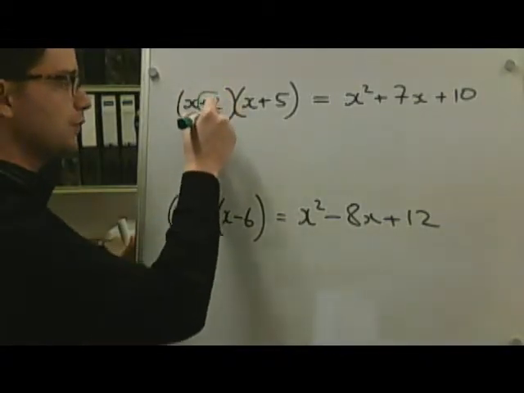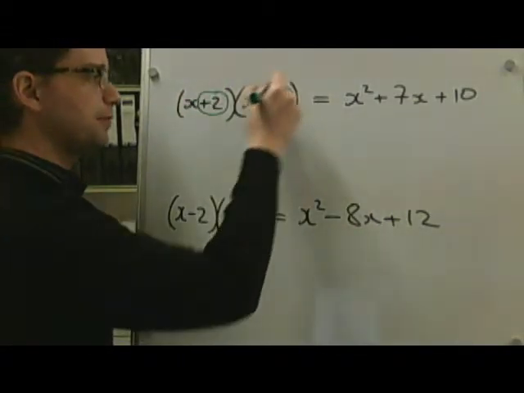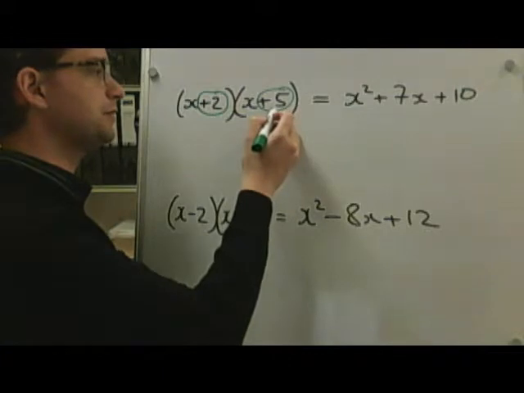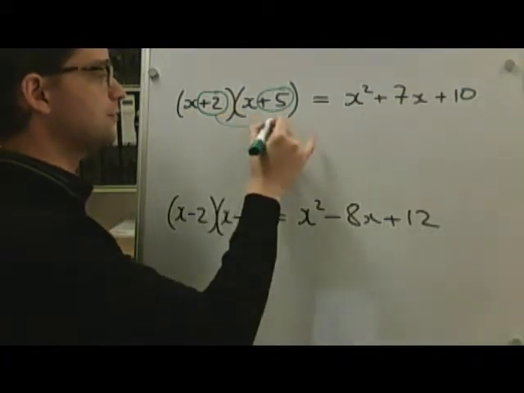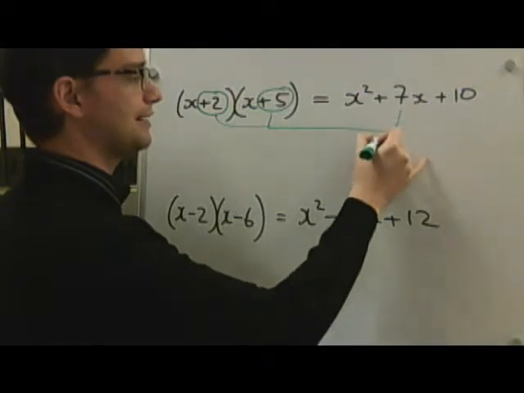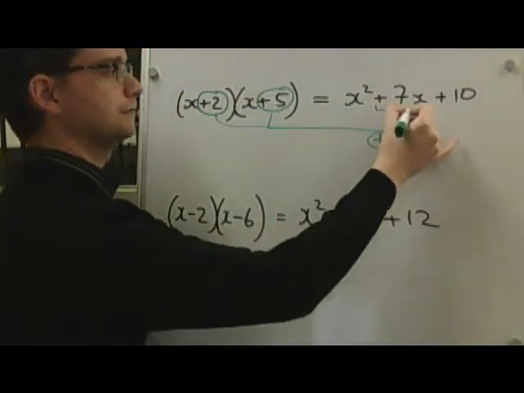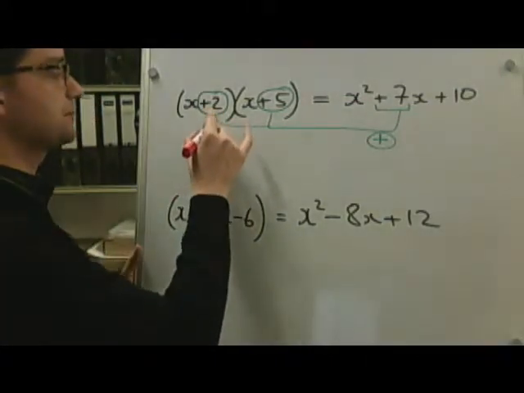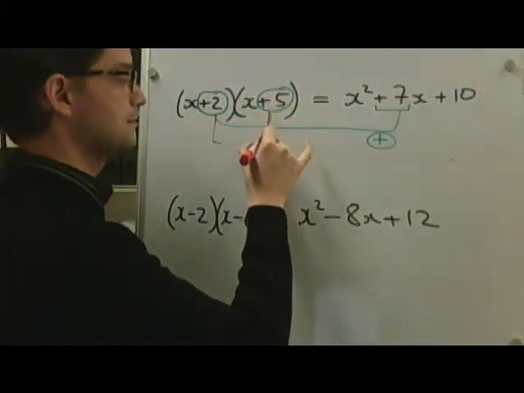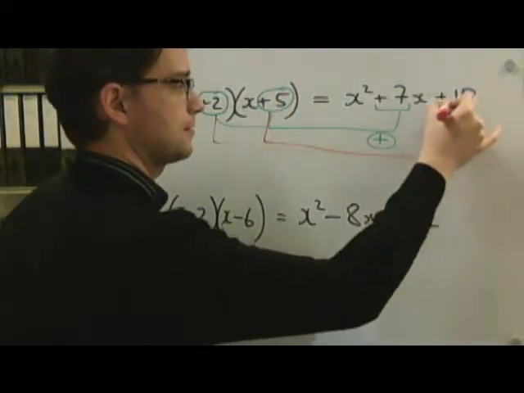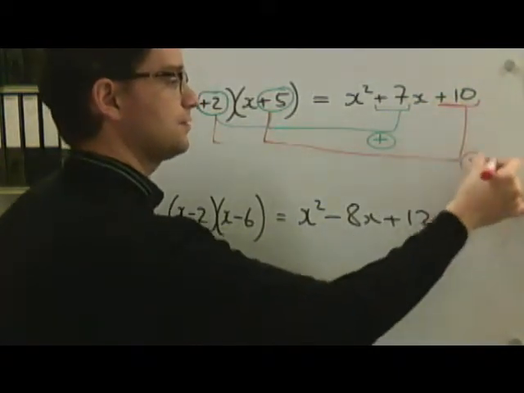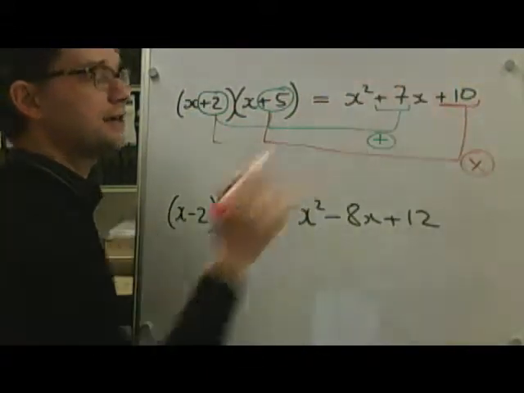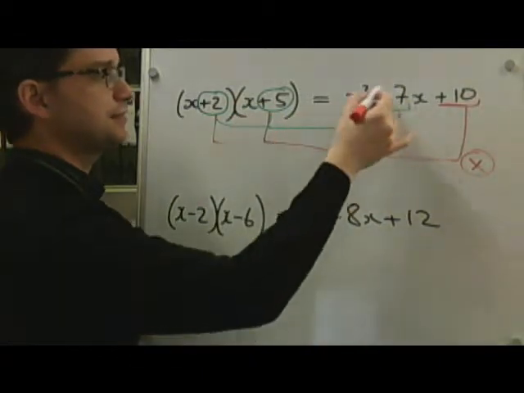Crucially, I'm going to look at what happens with the plus 2 and the plus 5 that are inside these brackets. When you multiply these out, if you take those two figures and add them, you get plus 7. If you take those two figures and times them, you get plus 10. Plus 2, plus 5, multiply them together, you get plus 10. Plus 2 and plus 5, add them together, you get plus 7.